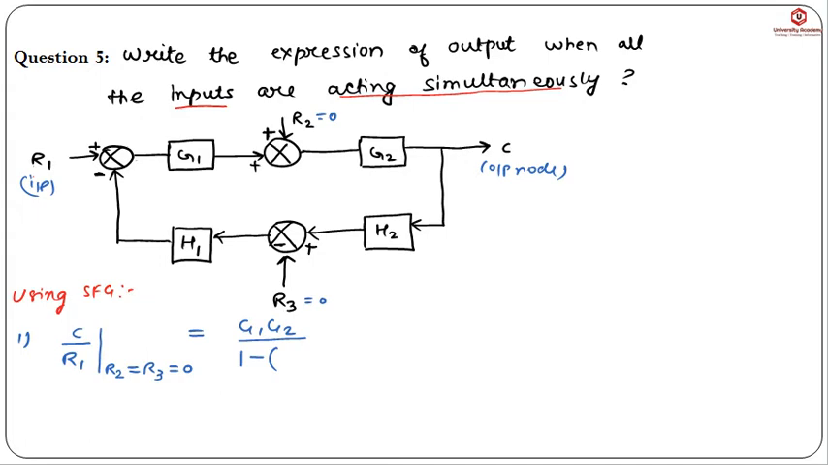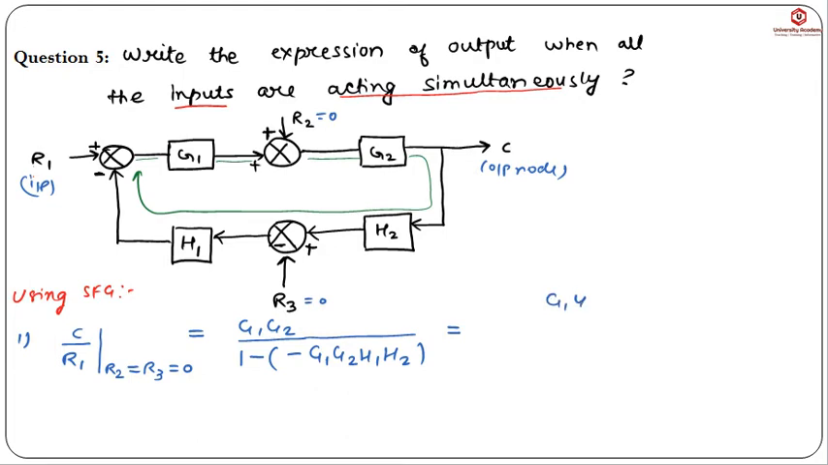Okay, so this is the loop. Okay, let me show here. So this is the loop like this. So the loop gain of this loop will be given by plus g1, then we have g2 plus h of 2, then h1 is coming with minus sign, so this will become minus of g1, g2, h1 and h2. Okay, so we have obtained the first transfer function, that is C by R1, which is g1 g2 divided by 1 plus g1 g2 h1 h2.